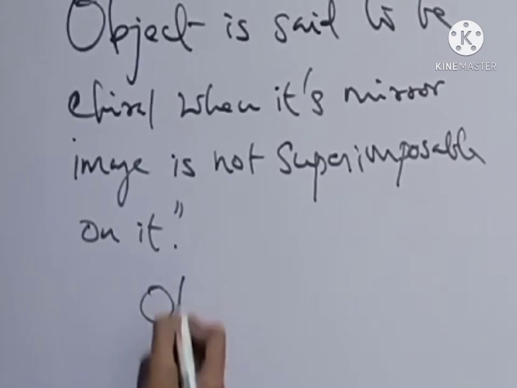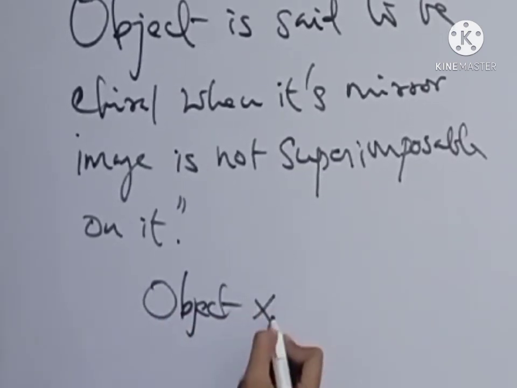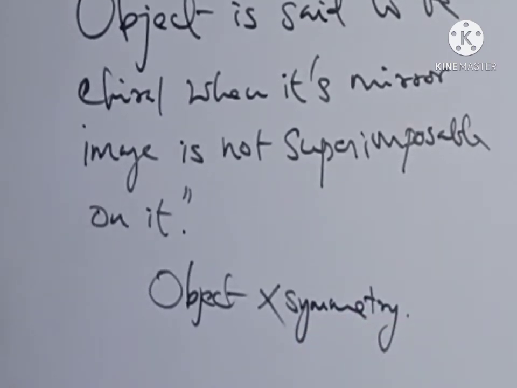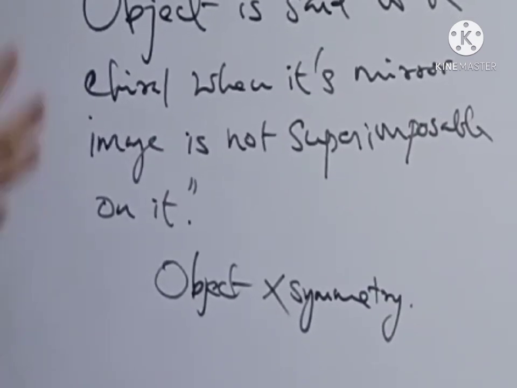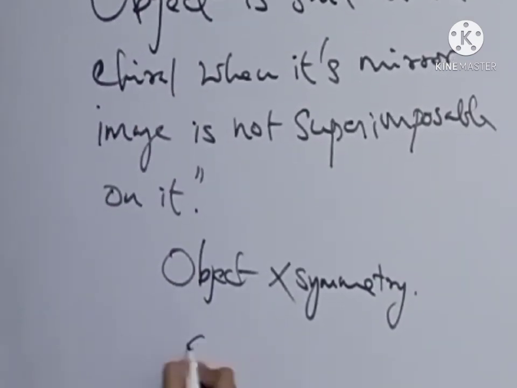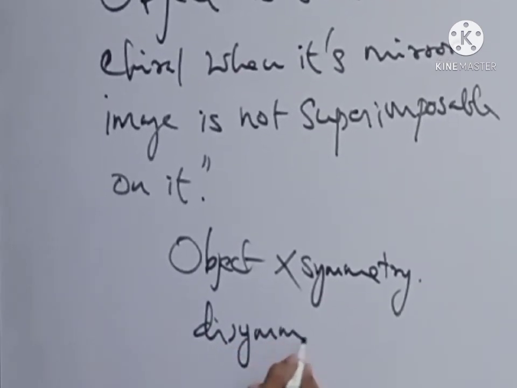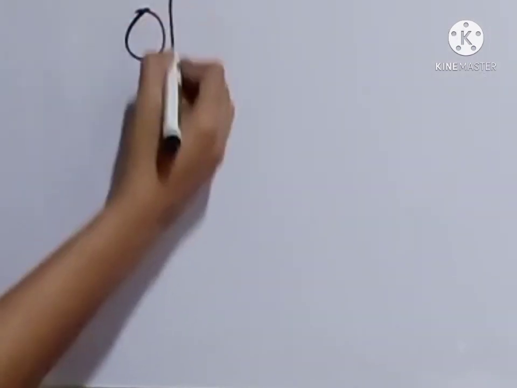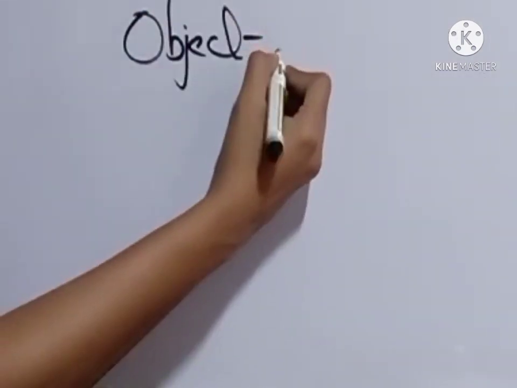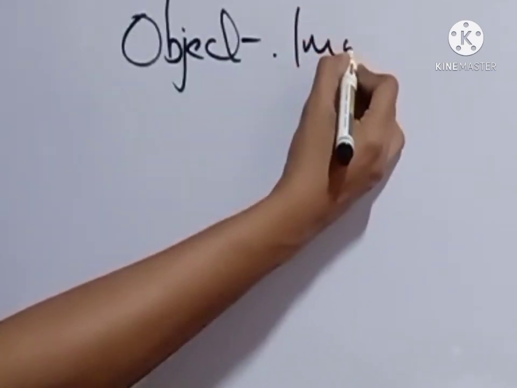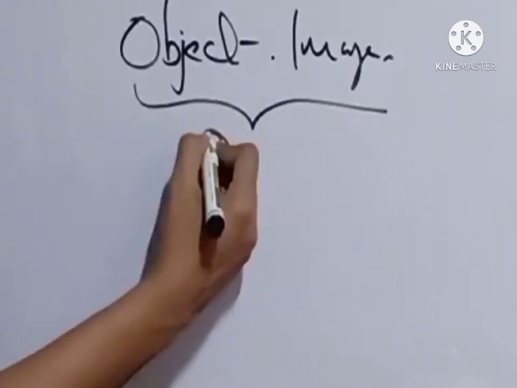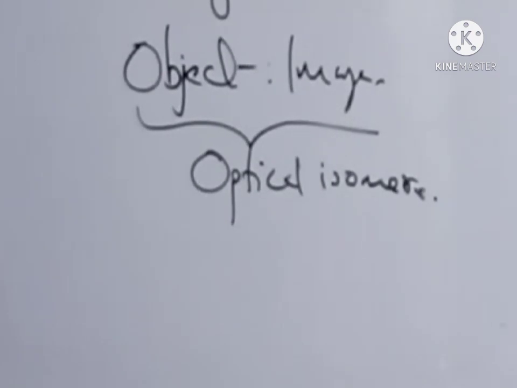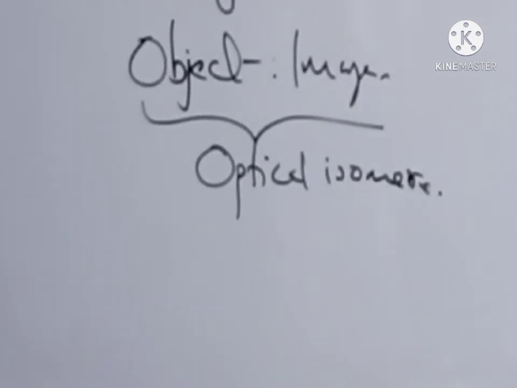That means the object does not possess any symmetry. There is no symmetry in the molecule. So we can classify these chiral molecules as dissymmetric molecules. The object along with the non-superimposable mirror image is known as optical isomers.